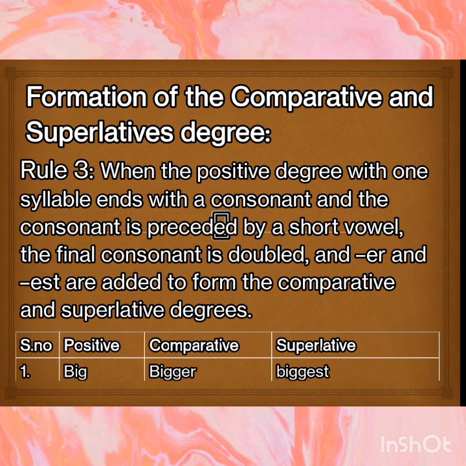Rule 3. When the positive degree with one syllable ends with a consonant and the consonant is preceded by a short vowel, the final consonant is doubled and ER and EST are added to form the comparative and superlative degrees respectively. For example, big. Big is the positive degree. Then comparative will be bigger. Superlative will be biggest.